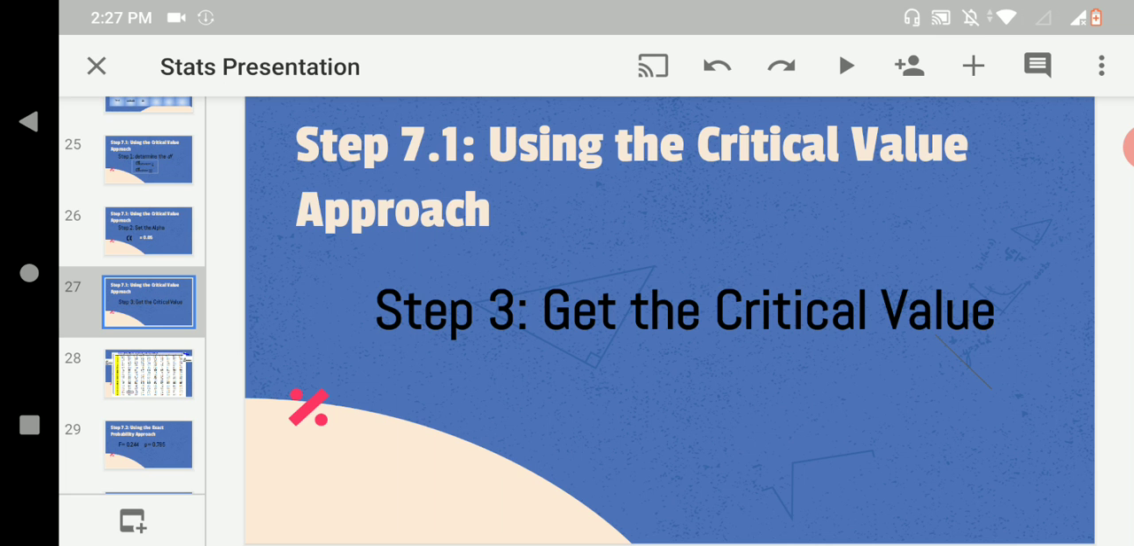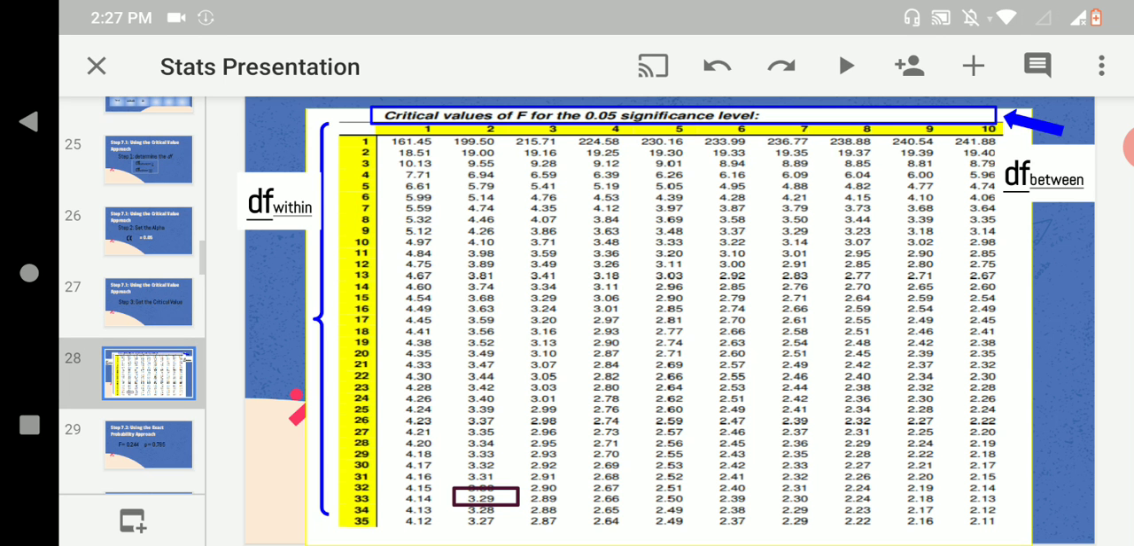Now, in getting the critical value, you have to search the table for that. But I already provided it for you. So this is the table of critical values of F for the 0.05 significance level. So 0.05 is our alpha. So here we have in the yellow one horizontal. Am I right? Is it horizontal?